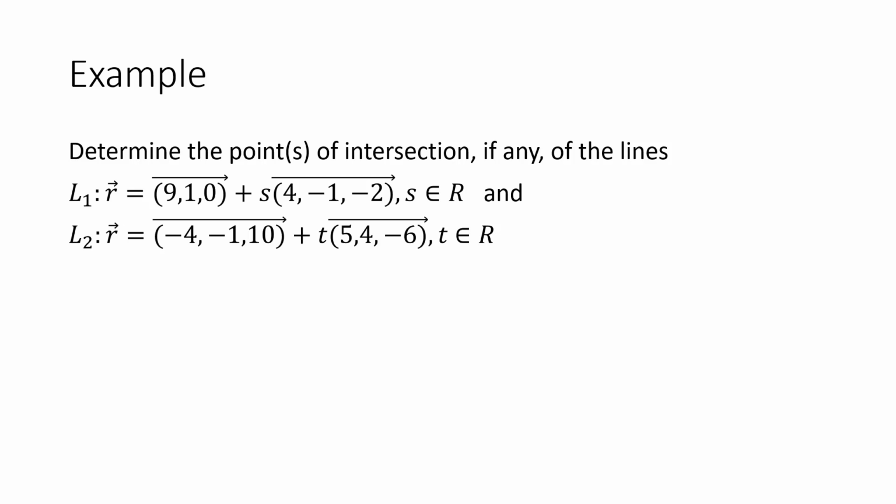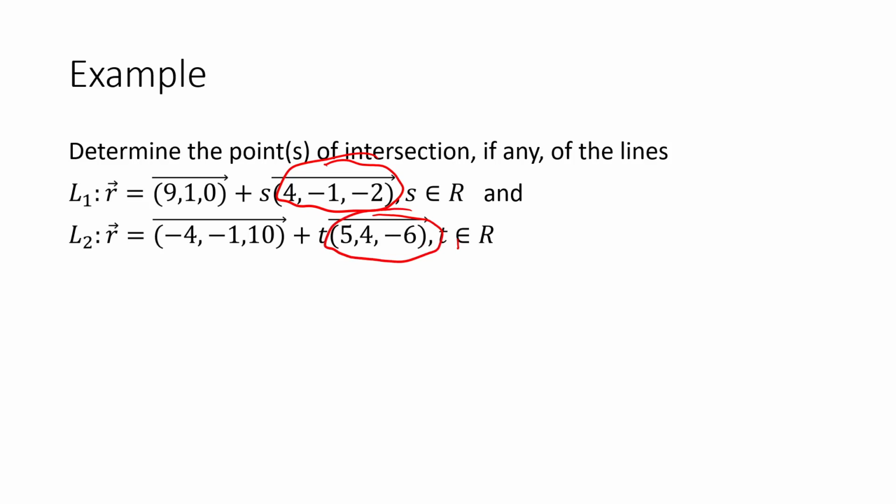So let's see if we can determine the points of intersection, if any, of these two lines shown. Well, right away we see that our two direction vectors are not collinear. Those two direction vectors are not scalar multiples of each other.